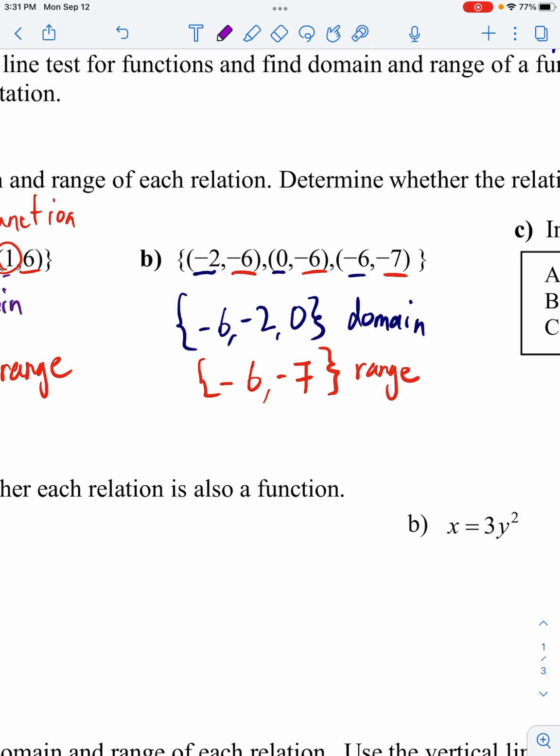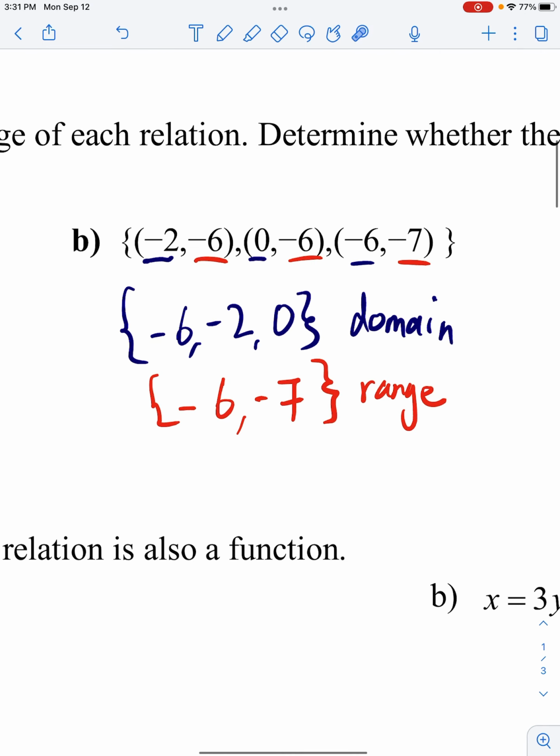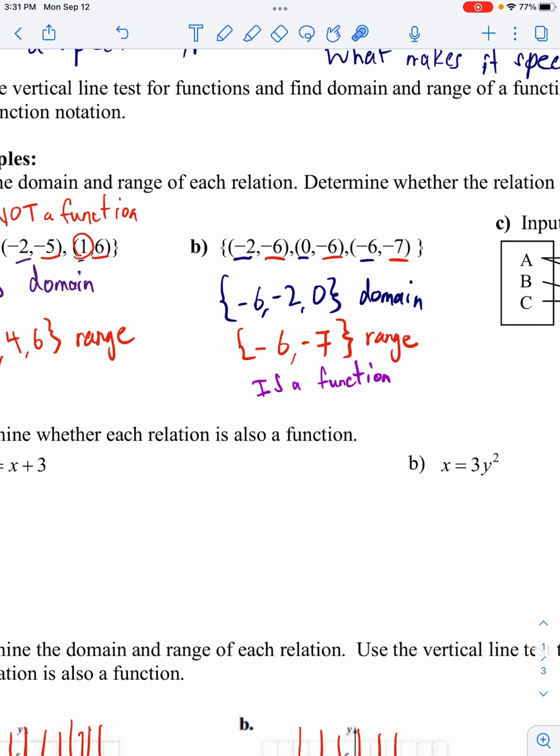Is this a function? Well, -2, 0, and -6. None of my x values repeat, so this is a function. Notice that I have my y repeats right here. -6 shows up twice, right? But this is still a function. That's because in a function, none of my x's can repeat, but my y's can. My y's can and sometimes do repeat.